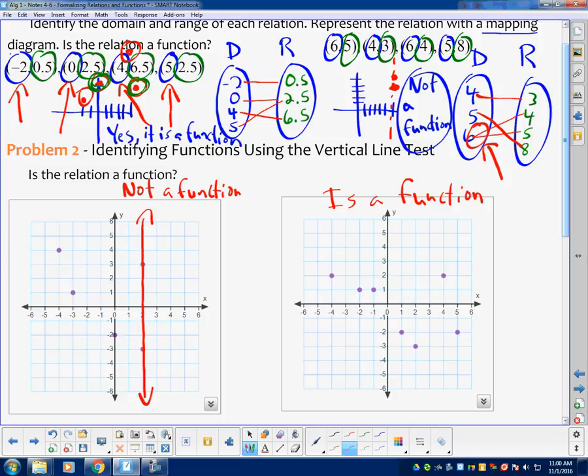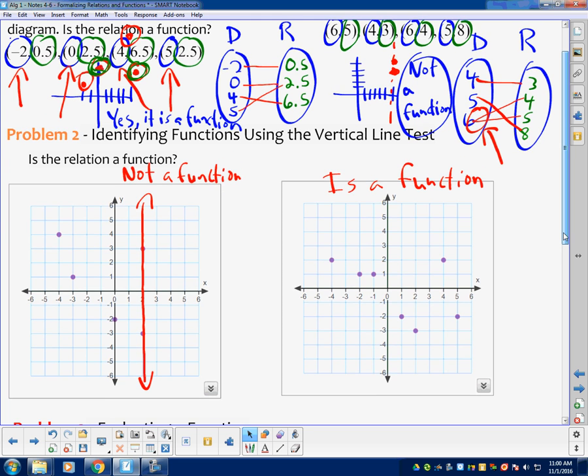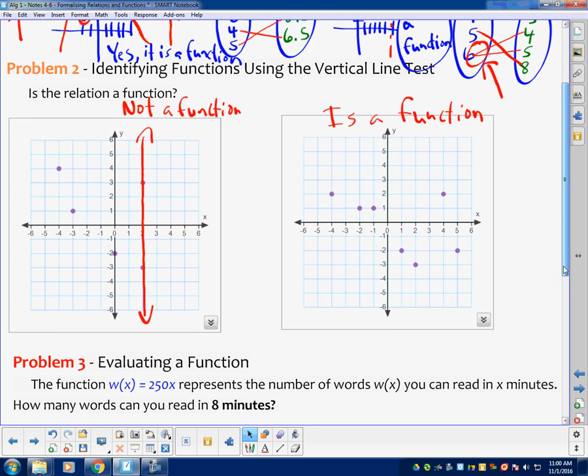So mapping diagram, one way to arrange your domain and range, list the domain and range, and then also decide if it's a function or not. Then also to plot the points.